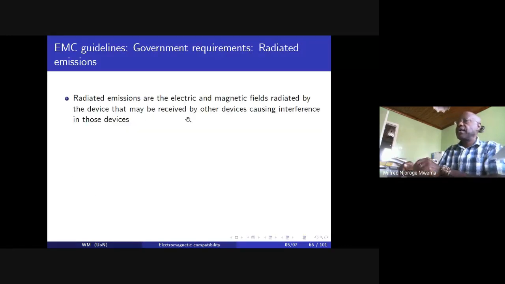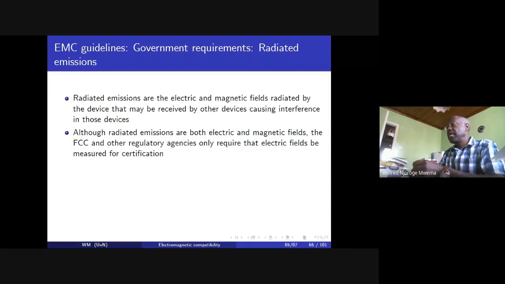So radiated emissions are the electric and magnetic fields that are radiated by the device that may be received by other devices and therefore cause interference to those devices. Just like the problem we were apprised of yesterday by one of our colleagues, of the laptop causing interference with radio reception. So although radiated emissions are both electric and magnetic fields, the FCC and other regulatory agencies usually only require that you measure the electric field for the certification for compliance.